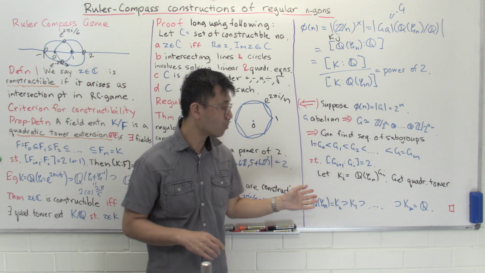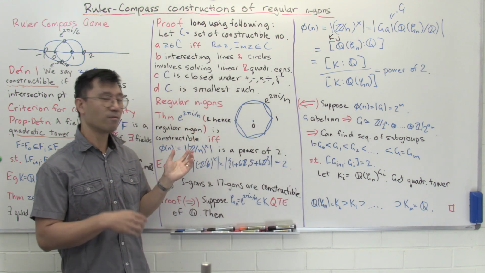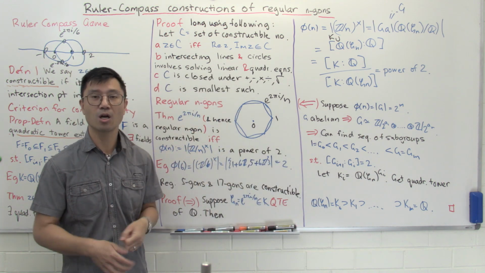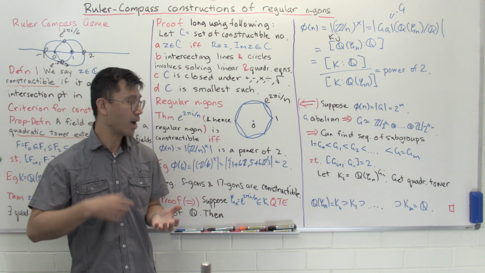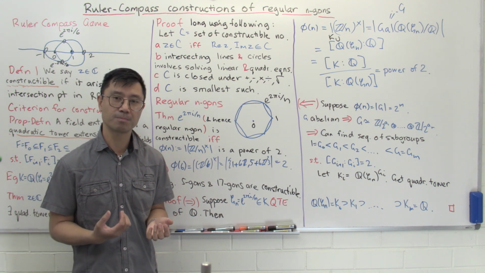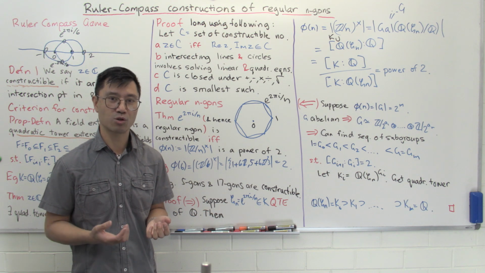And that completes the proof of this wonderful theorem, which very simply characterizes which regular n-gons can be constructed by ruler and compass. I hope you enjoyed this adventure in pure mathematics.